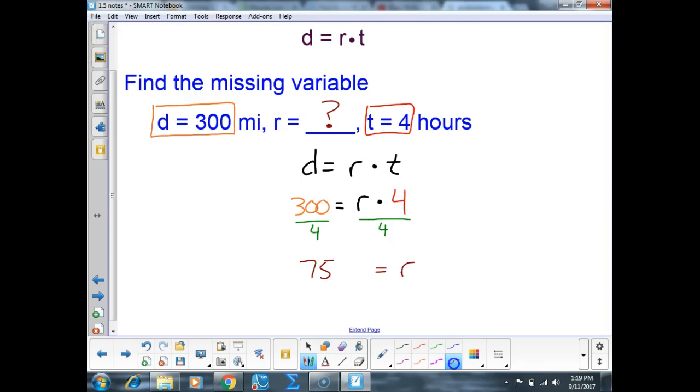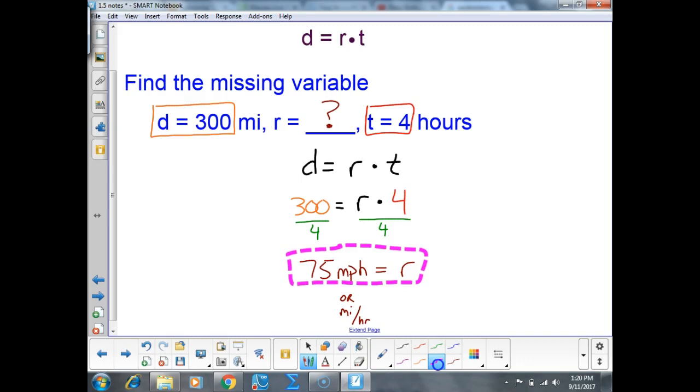But can we go even more in depth into that 75? Miles per hour. So either 75 mph or 75 mi/hr, or actually write out miles per hour. But yes, labeling our answers is phenomenal.